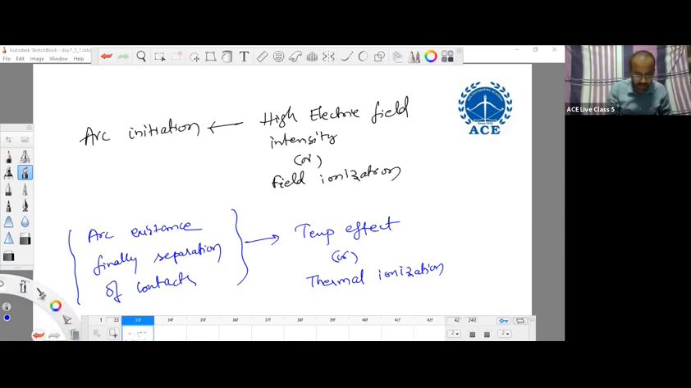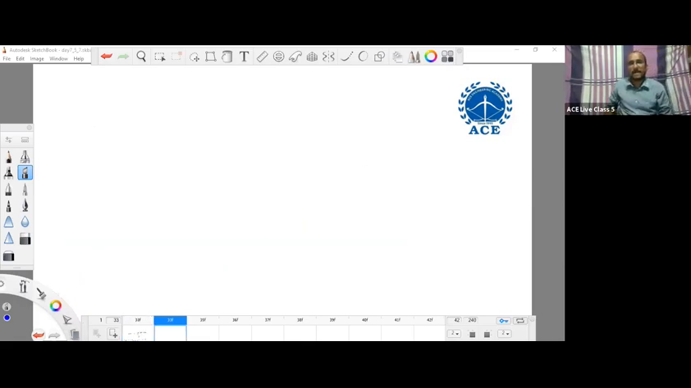Now, let us go for studying the arc properties. The arc which is existing between the contacts even when they are finally separated is to be quenched. So in order to quench the arc, you should study the properties of the arc. Now let us go for arc properties.